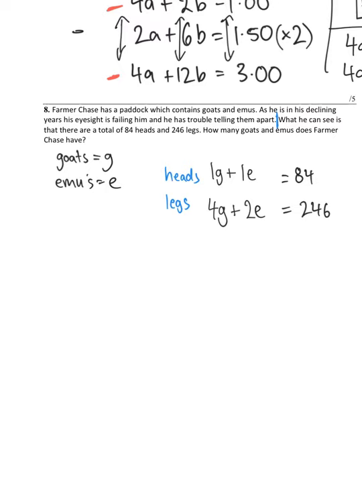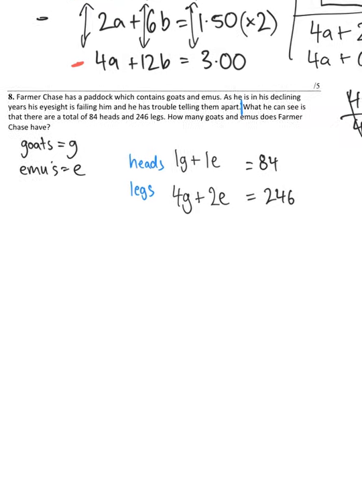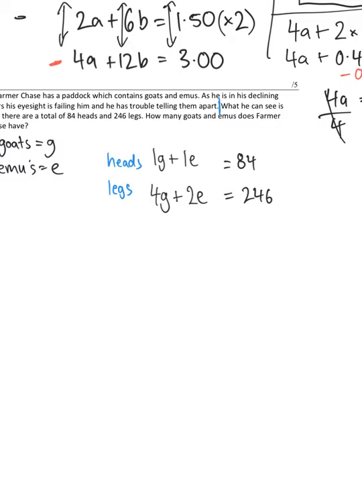Now we've got our 2 equations. That's the hard part. Now what we're going to do is just solve for them. If I look at my coefficients, I can see that I've got a 1 and a 2 for the e's. So I'm going to do this by elimination. I'm going to times this top side by 2 to get the e's to match up. So if I multiply that top equation by 2, I get 2g plus 2e equals 84 times 2 is 168.